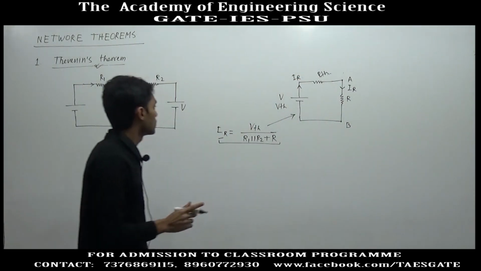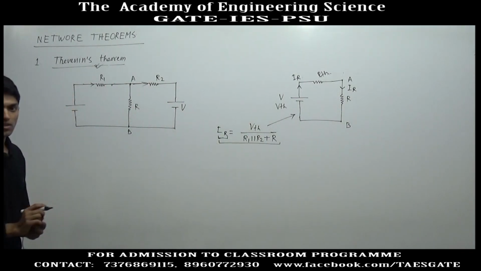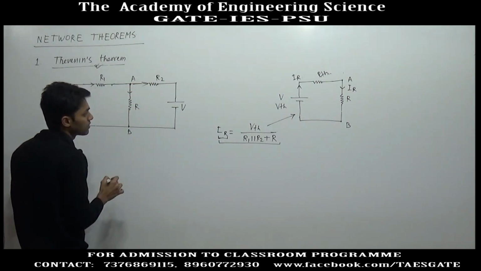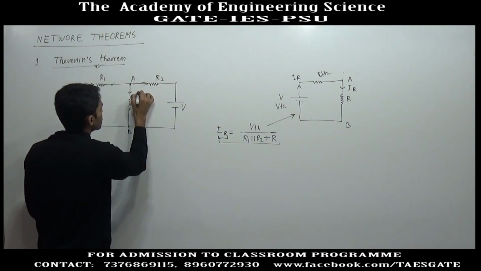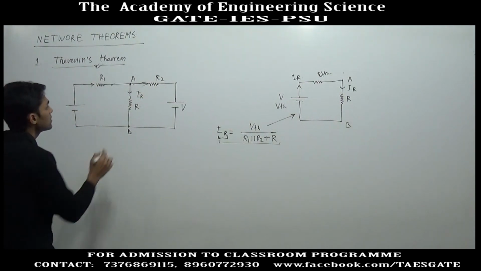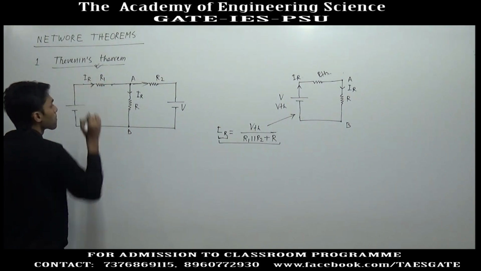If I ask you to show the same current IR in this circuit, you will say that this current can be shown here in this circuit. Now the question is, may this current be shown here? Is this current IR?